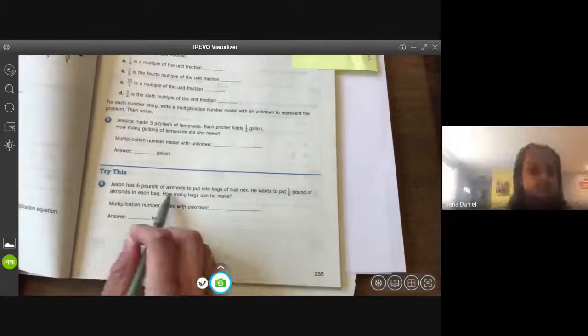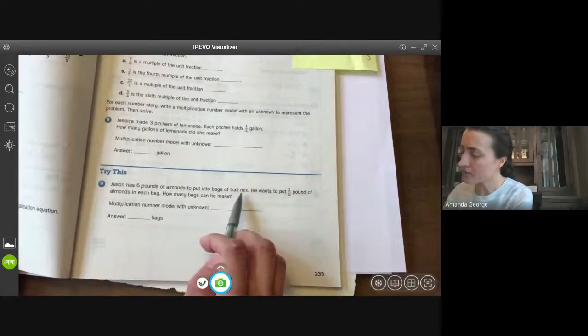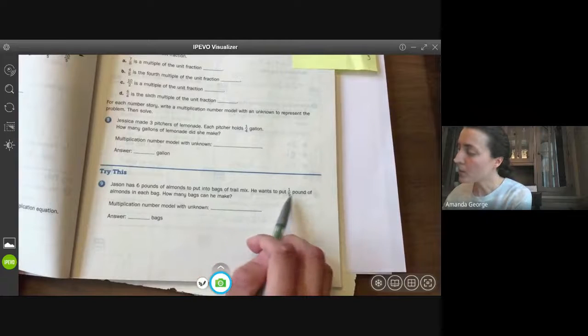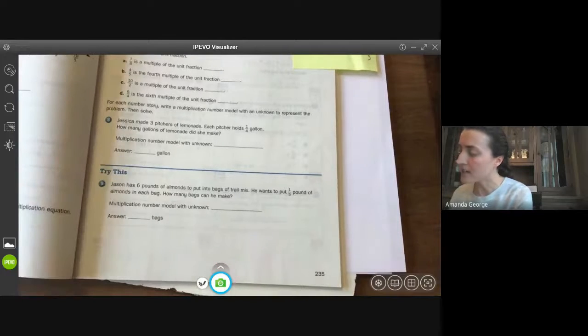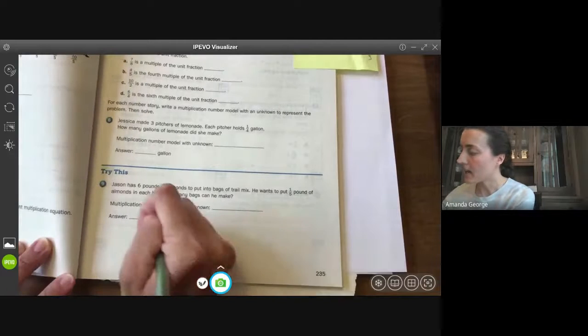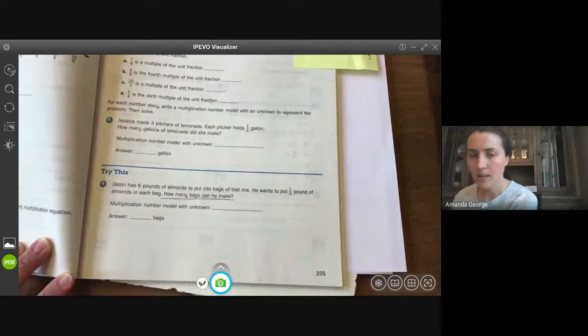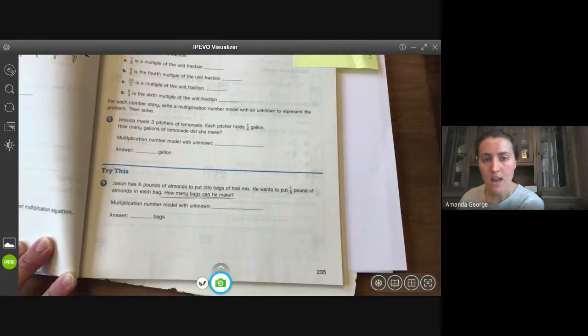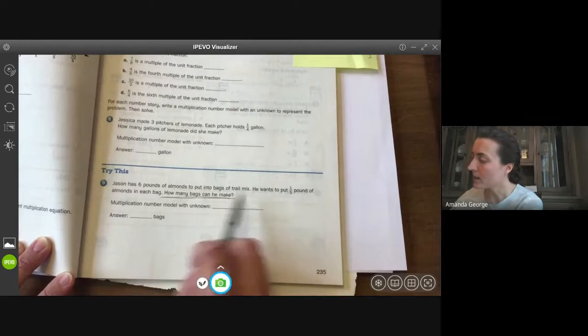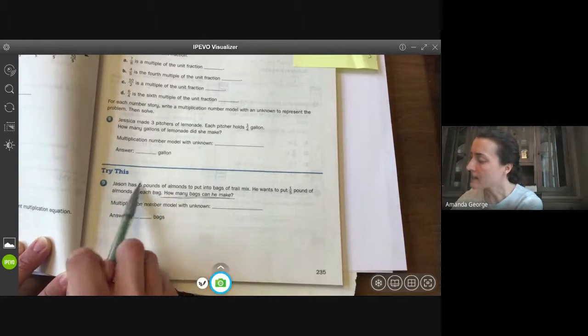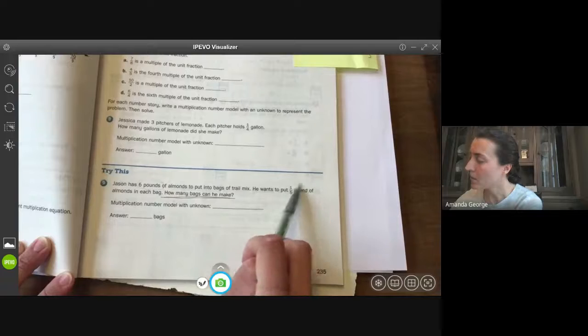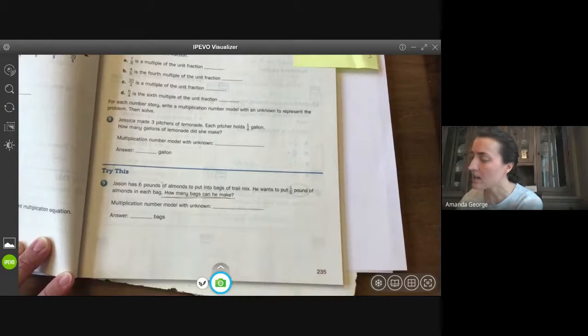Jason has 6 pounds of almonds to put into bags of trail mix. He wants to put 1/5 a pound of almonds into each bag. How many bags can he make? So I'm going to underline my question: how many bags can he make? And now I need to think about what equation I want to set up. He has 6 pounds. He's going to put 1/5 a pound in each. How many bags could he make?